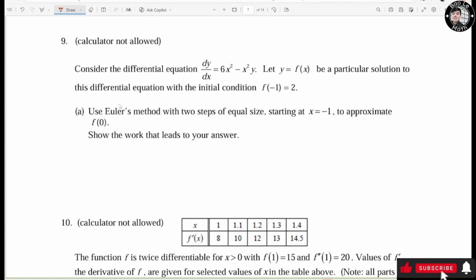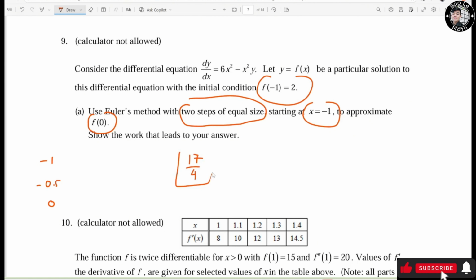Now question 9. This question is similar to the previous question. We have two steps, starting at x equals -1, so we have -1 over here, and then we're going to end at 0. So it could be -0.5 and 0 right here. I'm going to leave this one for you to practice. The answer is 17 over 4.